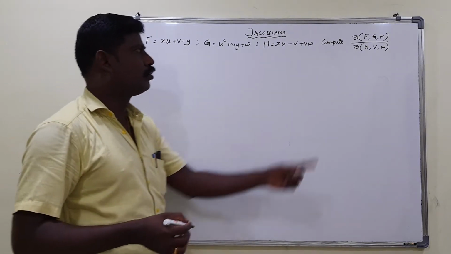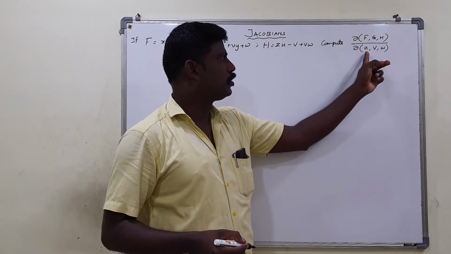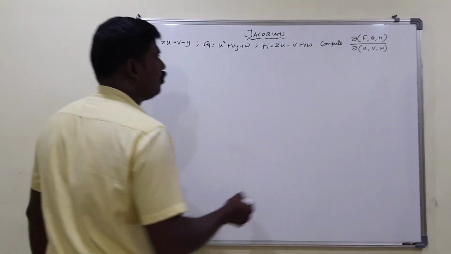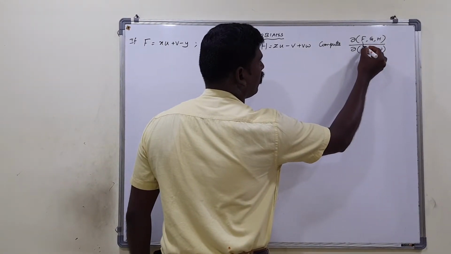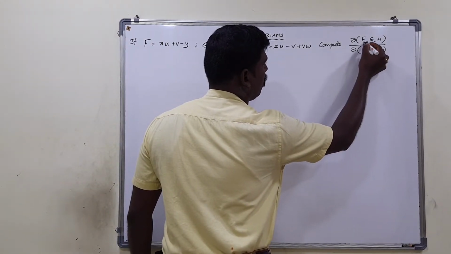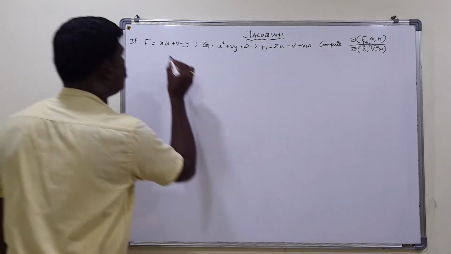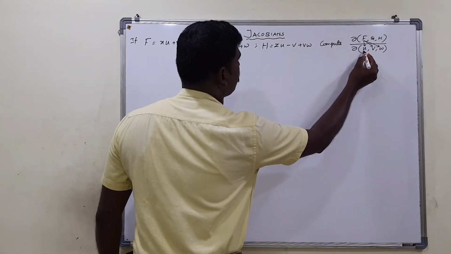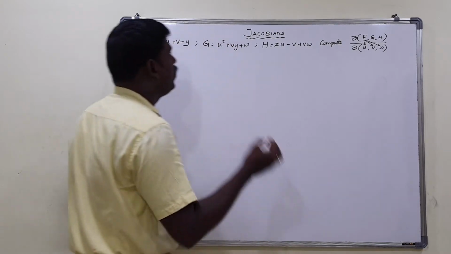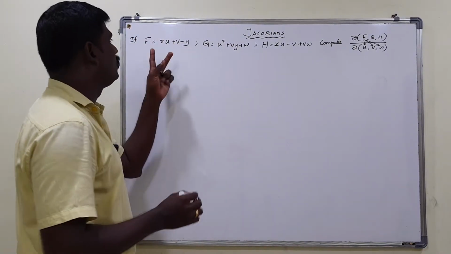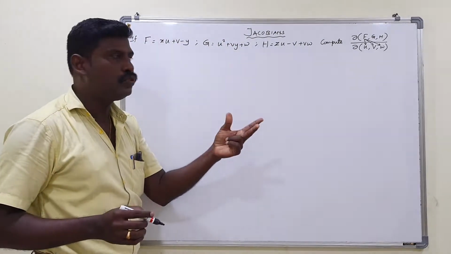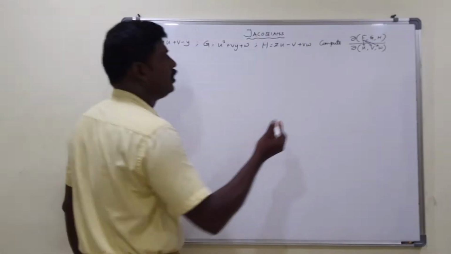Right? That means Jacobian of F G H with respect to U V W. So we need to find F with respect to U V W partially, isn't it? So F is given here. We need to differentiate partially with respect to U V W, not by X, Y, Z. So X, Y, Z are given here to confuse you. So don't confuse it.